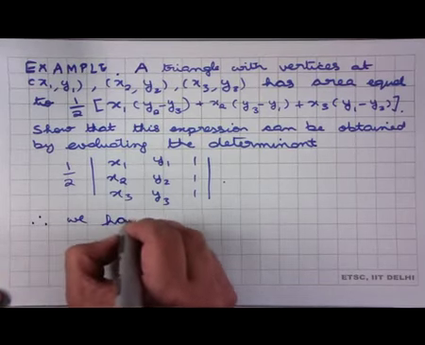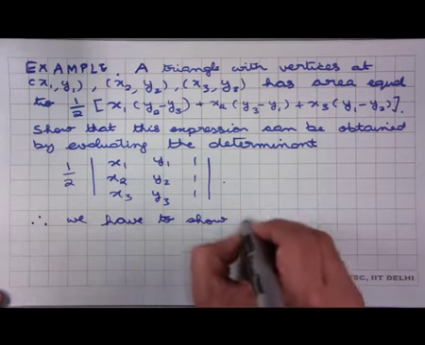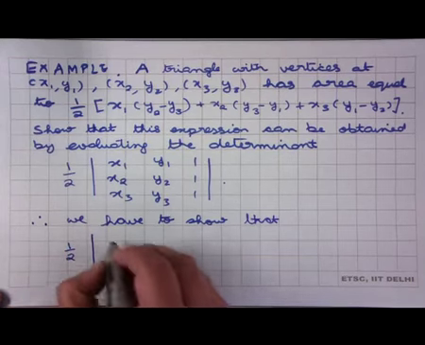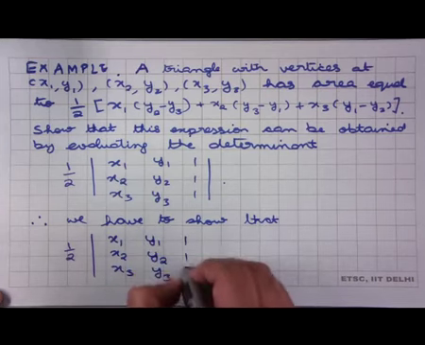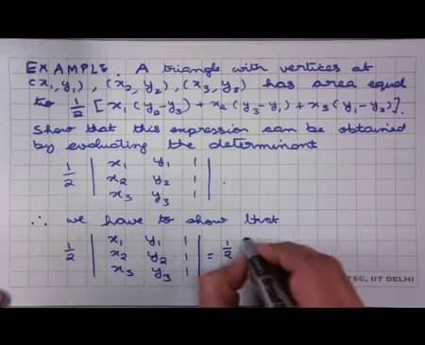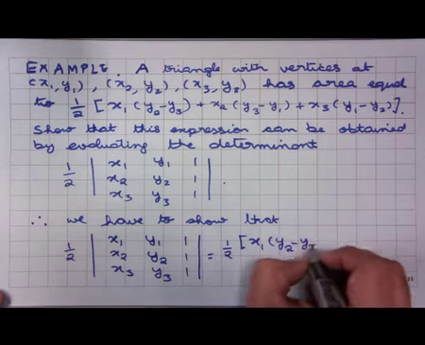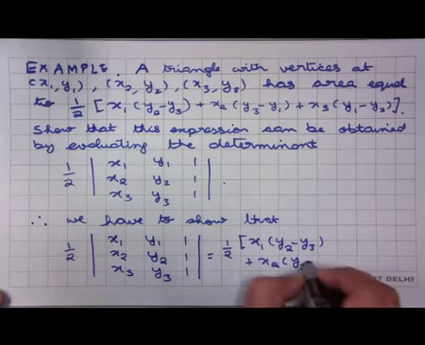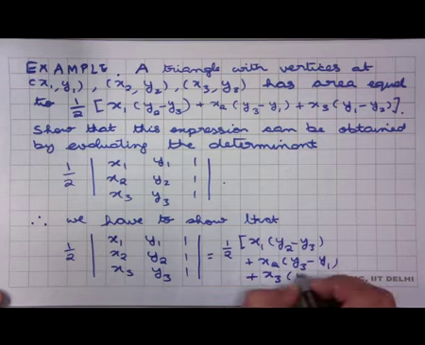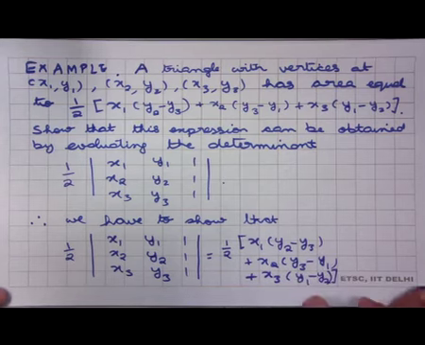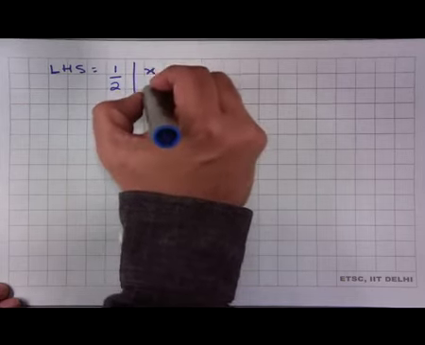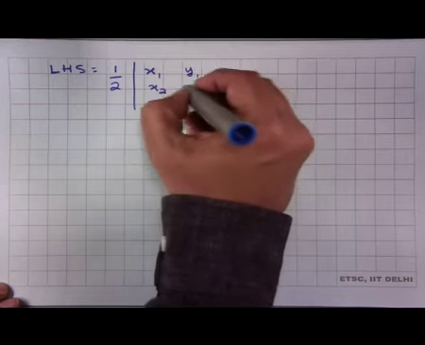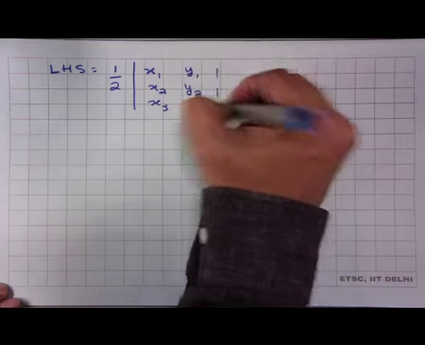So, in other words, we have to show that half times the determinant x1, x2, x3, y1, y2, y3, 1, 1, 1 is equal to the expression of the area written up over there, which is half x1 (y2 minus y3) plus x2 (y3 minus y1) plus x3 (y1 minus y2). So, let us start from that left hand side. This is the determinant multiplied by a half: x1, x2, x3, y1, y2, y3, 1, 1, 1, right.